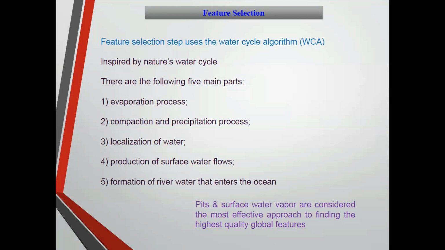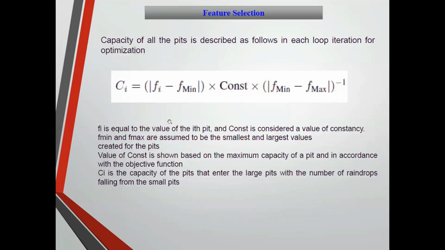In that case, we can consider the water cycle algorithm, and the capacity is determined by how deep it is; deeper means a higher value. So essentially, the capacity of our pits is described as follows. In the next equation, you can see the capacity of all the pits in each group iteration for optimization. Here you see a constant term, and another one is the min max value. Based on the variation of the constant and the min max, you can easily find the better global feature value.